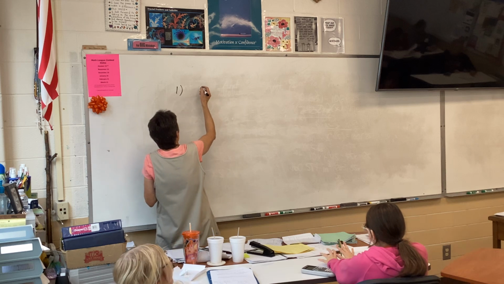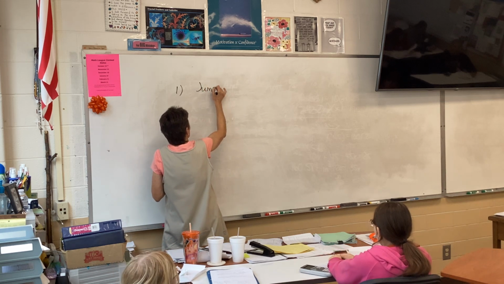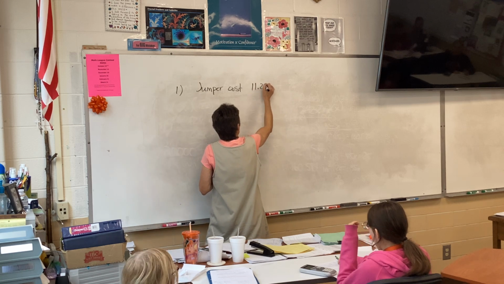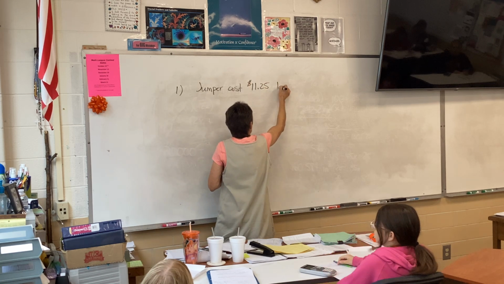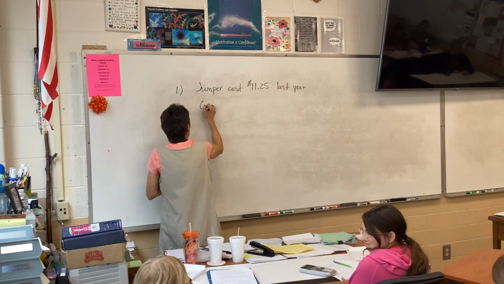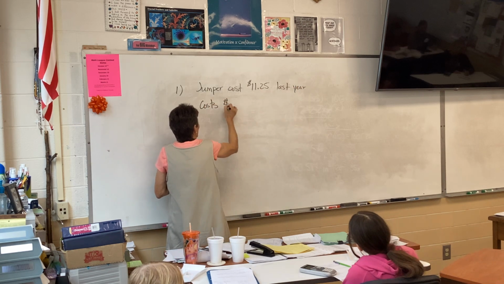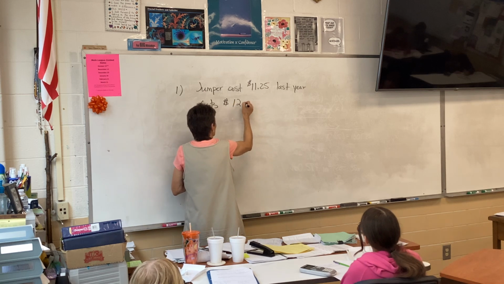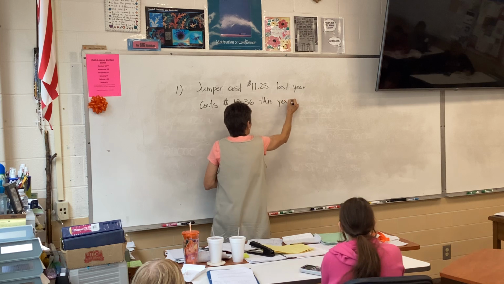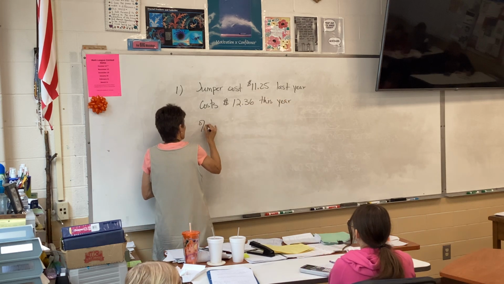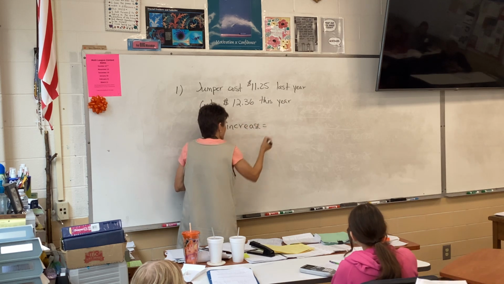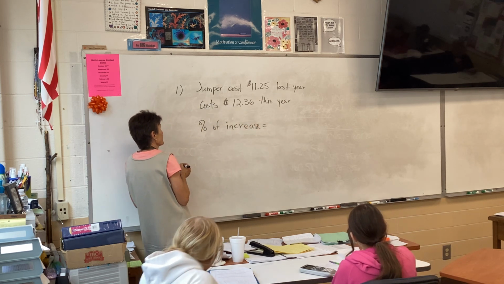that a jumper cost $11.25 last year. It costs, let's say $12.36 this year. Find the percent of increase. We did this yesterday, look in your notes, it was right. Find the percent of increase.